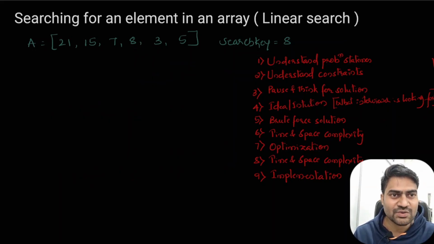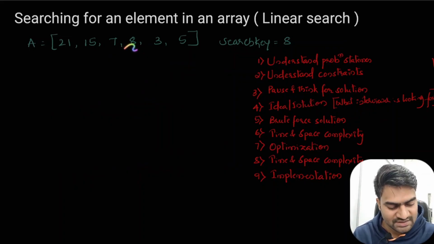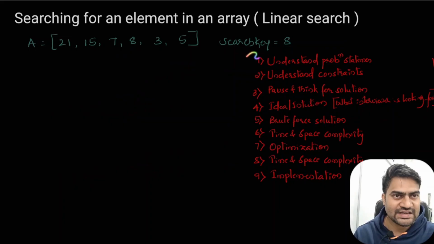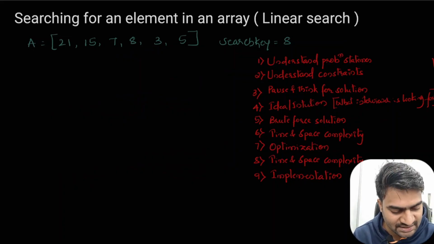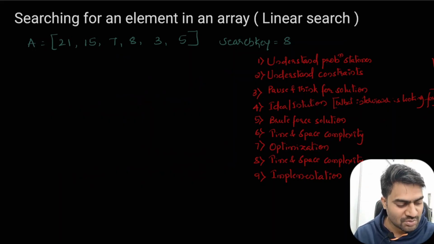Some questions only ask whether the number exists in the array, in which case we might need to return either true or false. Sometimes they might ask the index of the number. Here we will try to return the index. If we know the index, then we can also easily return true or false, right? I mean, if the number is available in the array. So that is the first thing: we understood the problem statement.